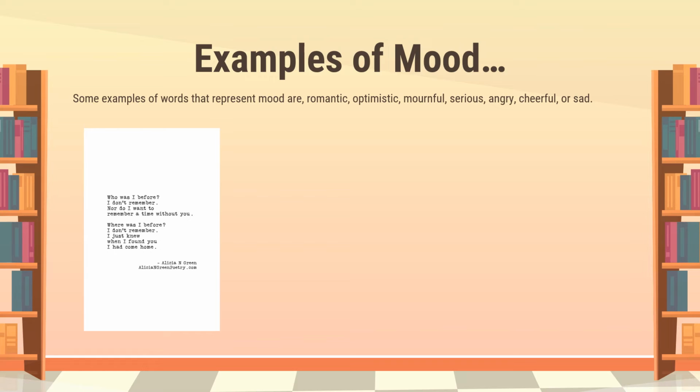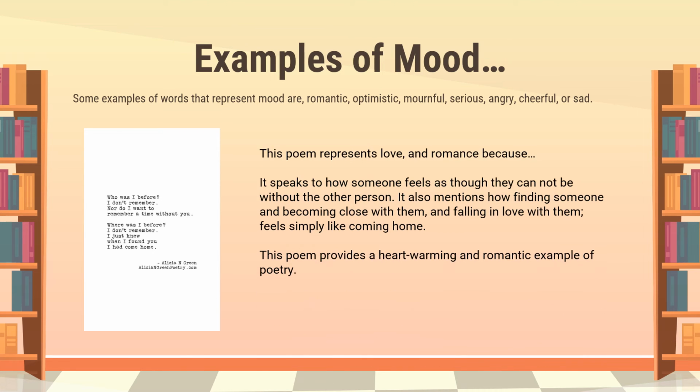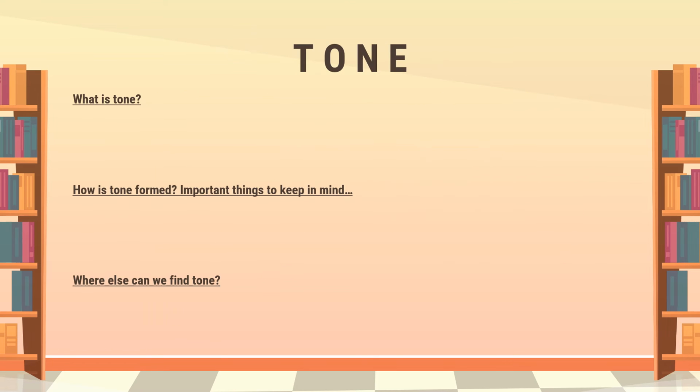So the poem here on the left, written by Alicia N. Green, speaks to being in love with somebody, not knowing who you were before and not knowing who you'd be without that person. So this poem represents love and romance because it speaks to how someone feels as though they cannot be without the other person. It also mentions how finding someone and becoming close with them and falling in love with them feels simply like coming home. This poem provides a heartwarming and romantic example of poetry.